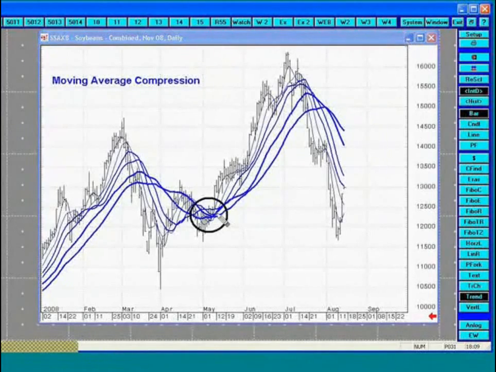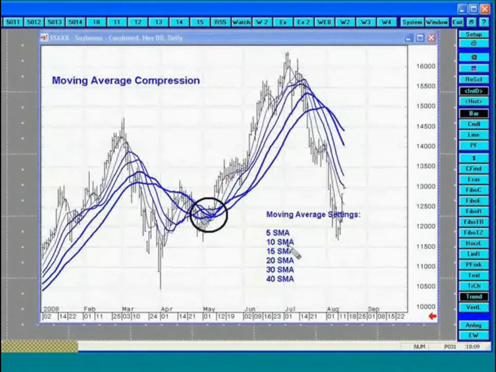This is what I'm referring to, this point right here, when all of these moving averages become one, or as I often say, when they get married. This condition right here is very significant because, as you can see in this slide, these are the moving averages I'm using: 5, 10, 15, 20, 30, and 40.